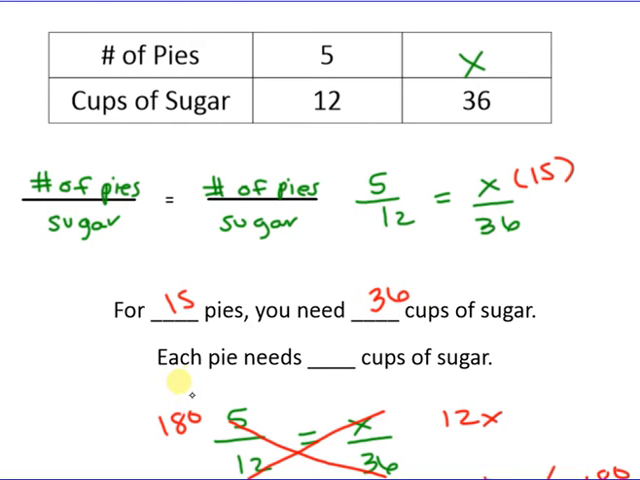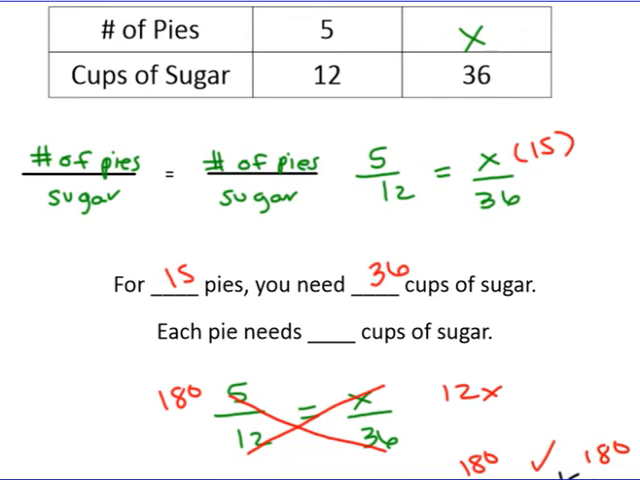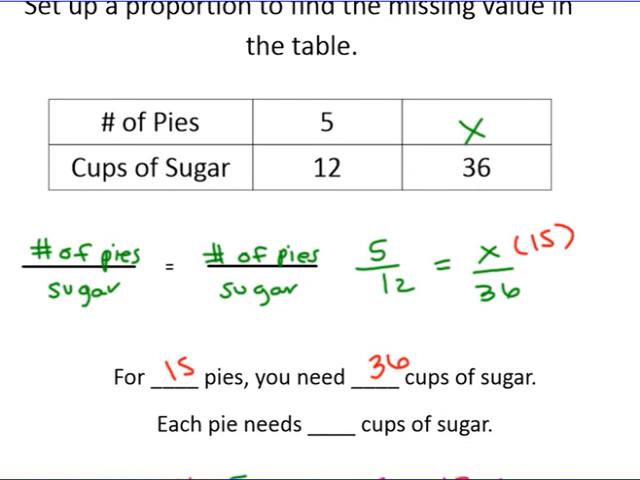Okay, now our unit rate. Each pie needs blank cups of sugar, so we need to find our unit rate. So that was, I'll take this one right here. 5 pies over 12. Let's just go ahead and divide that. I get a large decimal. So I can either write it as a fraction or I can write it as a rounded decimal, 0.42. Take either.